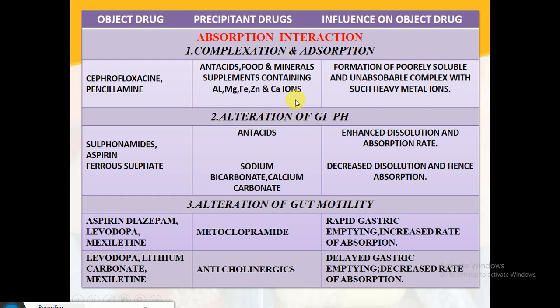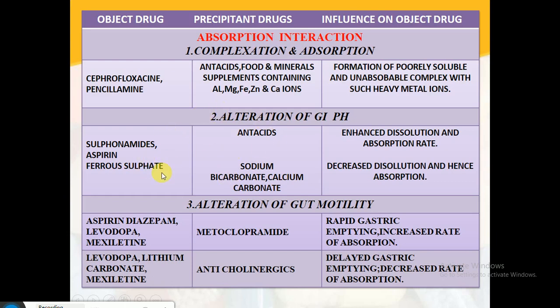There are many drugs, and the interaction can be considered major interaction or minor interaction. On the basis of that, we will classify it into different categories. The second one is how the alteration of gastrointestinal pH occurs. This is sulfonamides, which are antibiotics, while aspirin and ferrous sulfate are used with antacids, sodium bicarbonate and calcium carbonate.